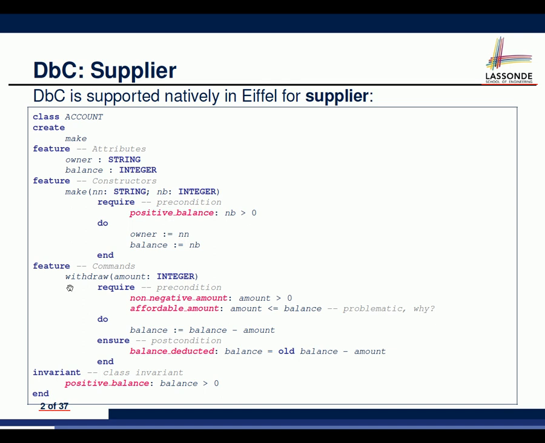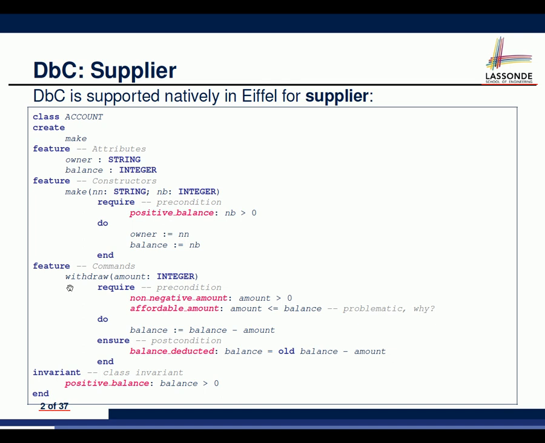Okay, for the discussion here, remember this class that we talked about in the first 2 lectures, account. Let me remind you very quickly. We have the account class and we have the constructor make. We're going to focus on the withdraw feature command. And remember the precondition: non-negative amount should be larger than 0. And also the ensure clause, balance deduce.